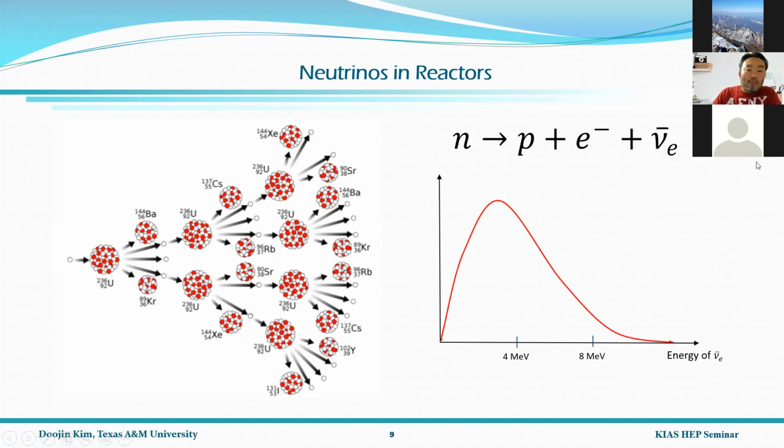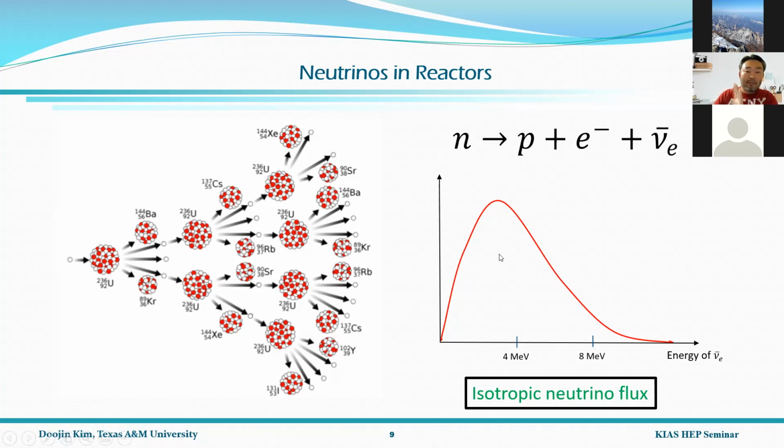Through these processes, you get an anti-electron neutrino. The typical energy scale of the produced neutrinos is about 4 MeV, and they are not more than 10 MeV. Also, this chain reaction has no directional preference, and basically the flux of the emitted neutrinos is isotropic. So in principle, you could place your detector in whatever direction.